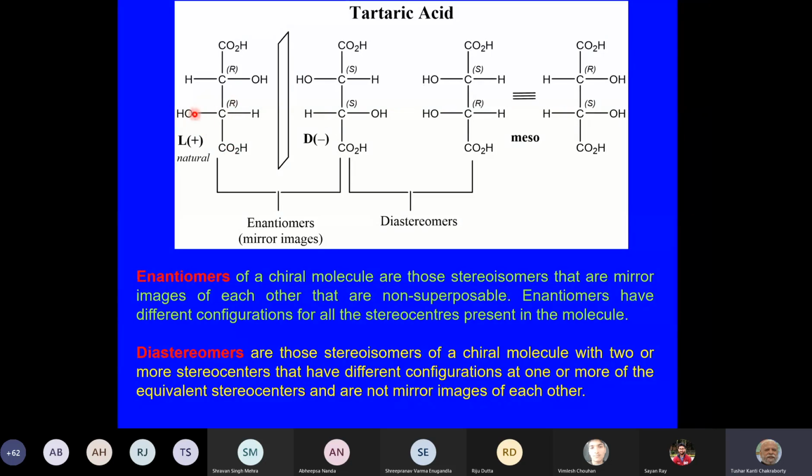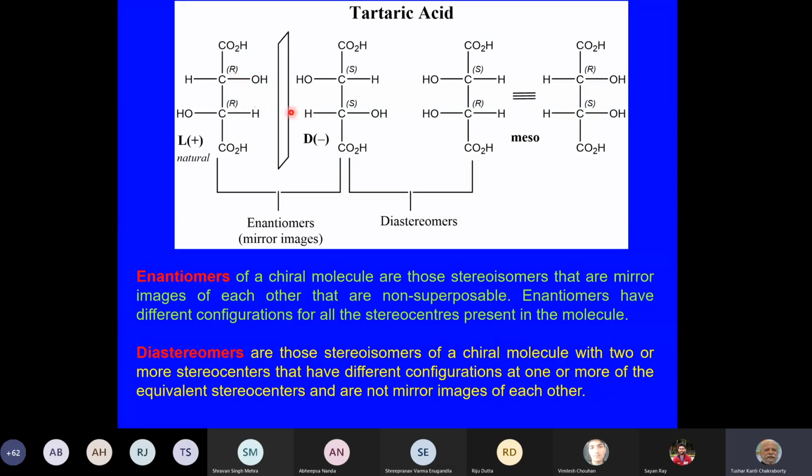Suppose you do it by Fischer projection: the lowest priority is here, and this is the highest priority. This one is the second priority, and this one is the third priority. So you go anti-clockwise, but you call it R. And then the same thing here. There's a hydroxyl and this carboxylic group, and this one is the third priority. So you are going anti-clockwise.